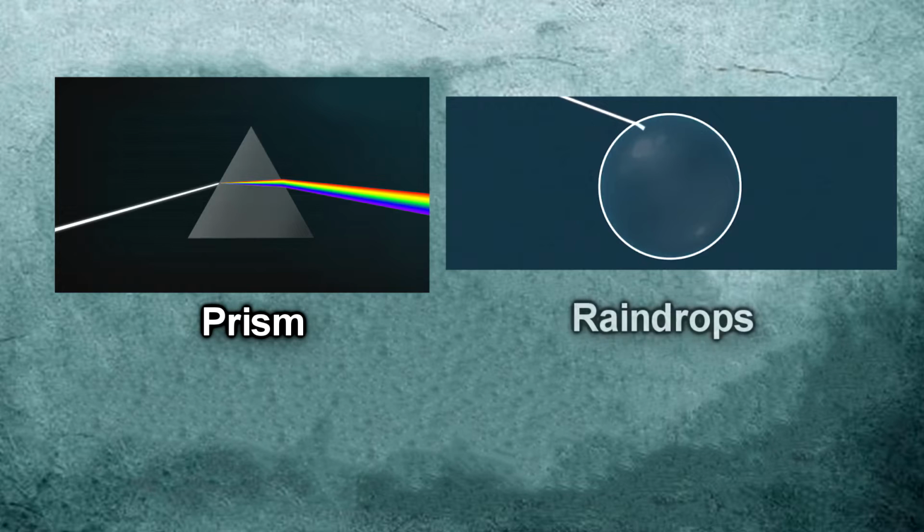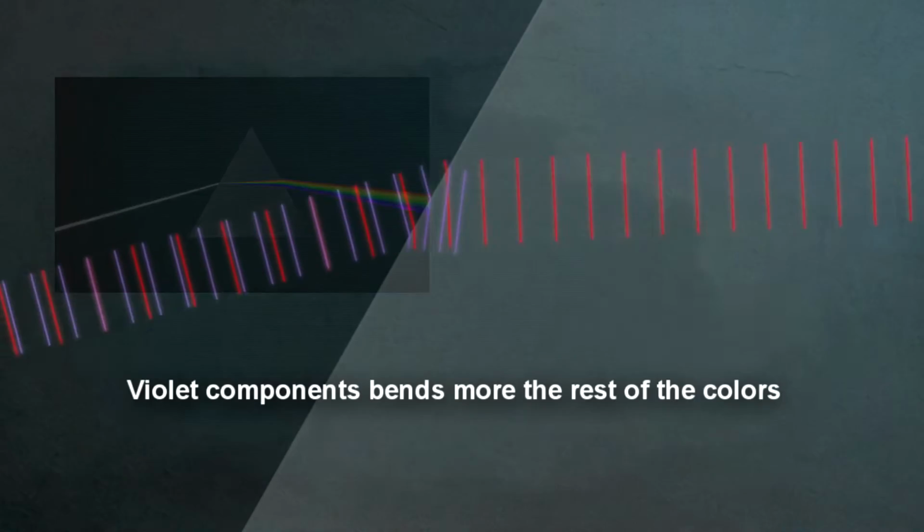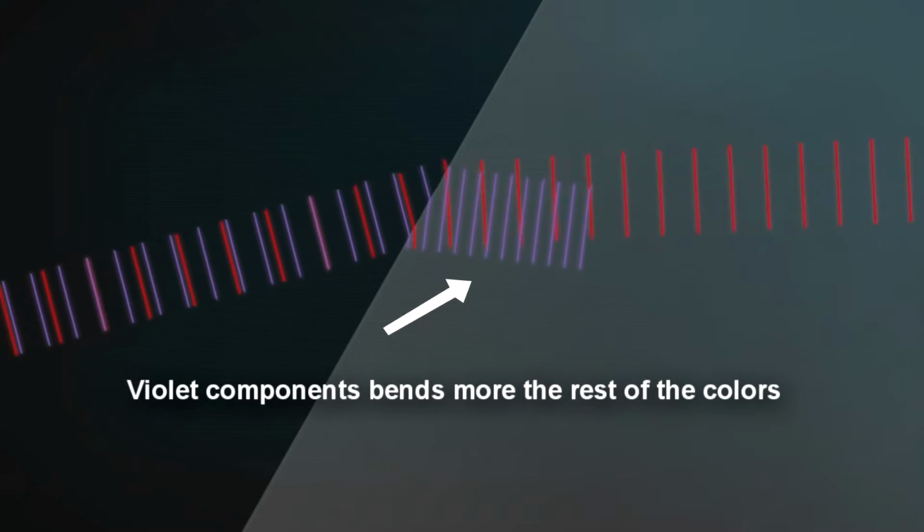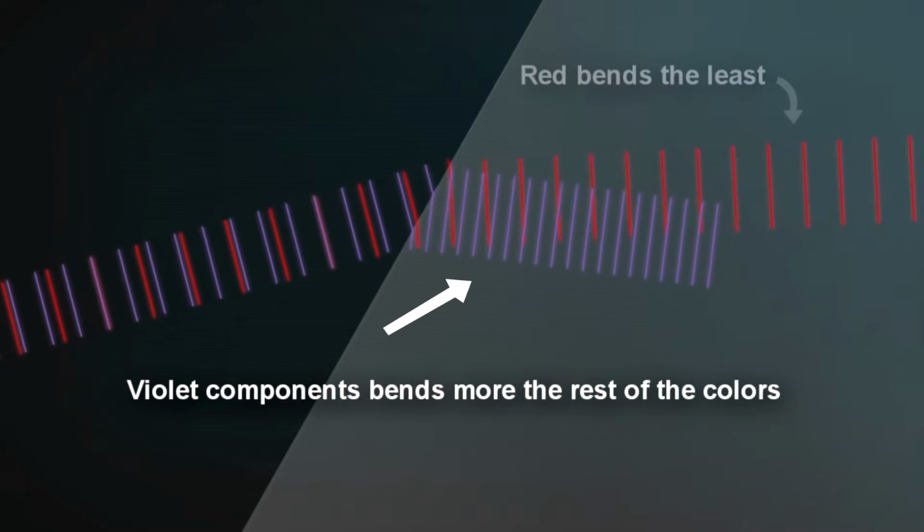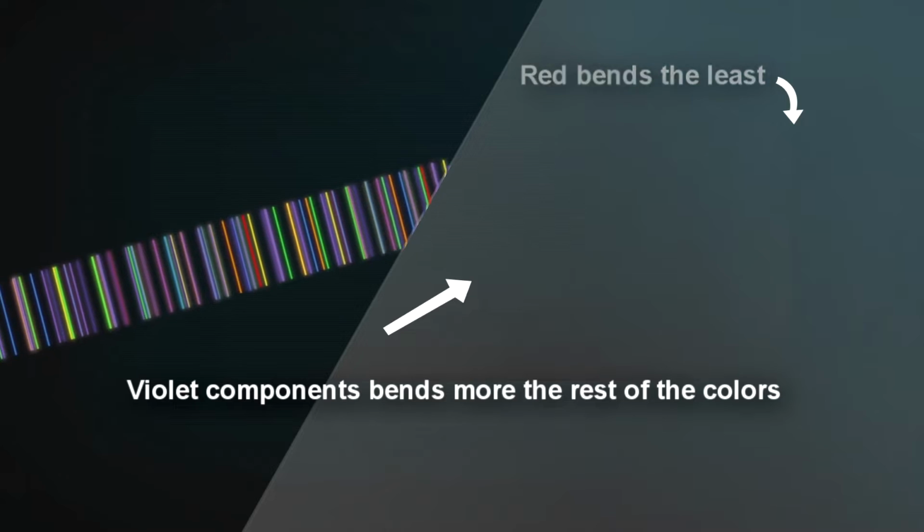Let's take a look at this example. When white light travels through air and enters into either glass, such as a prism, or water, such as raindrops, the violet component bends more than the rest of the colors, and the red bends the least, thus splitting or dispersing the light into 7 colors of the rainbow.